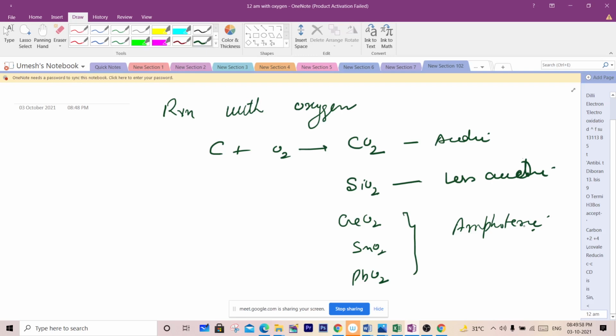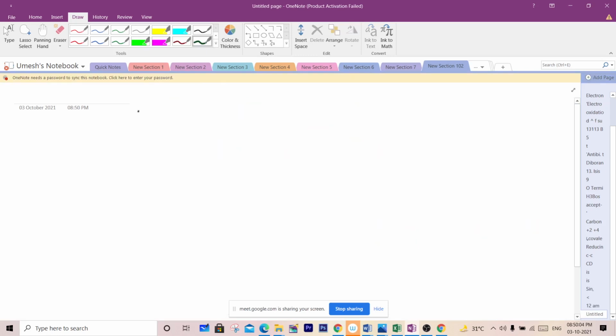Just a question. Why is SiO2 less acidic again? I'll come to it. When carbon dioxide reacts with water, it forms carbonic acid, H2CO3. This is a compound here.